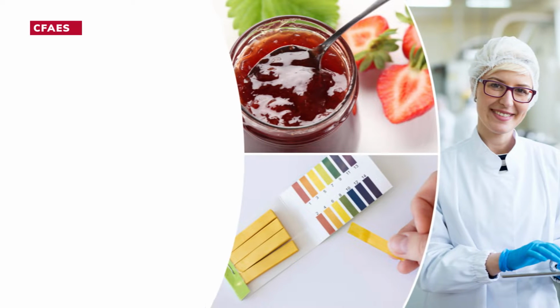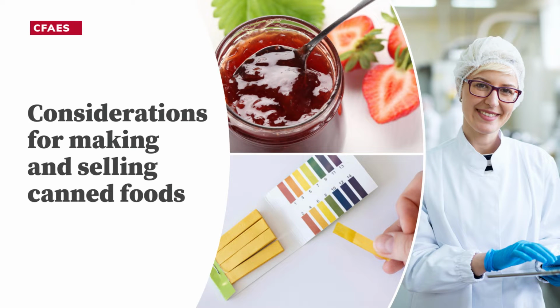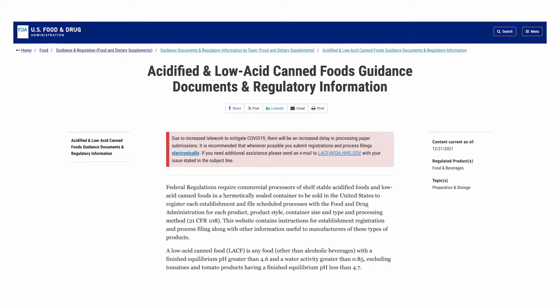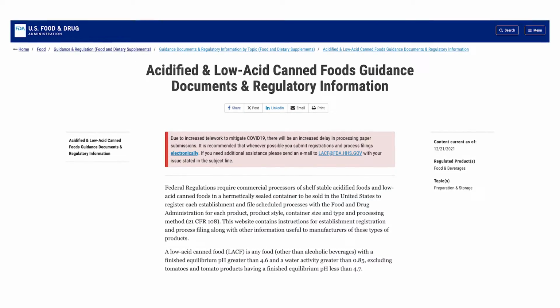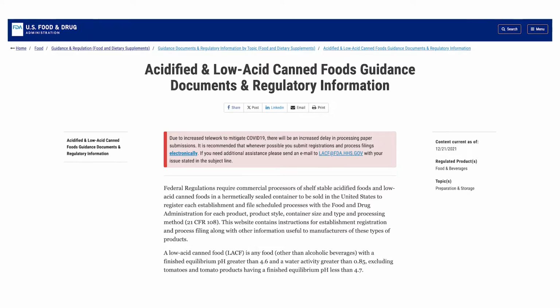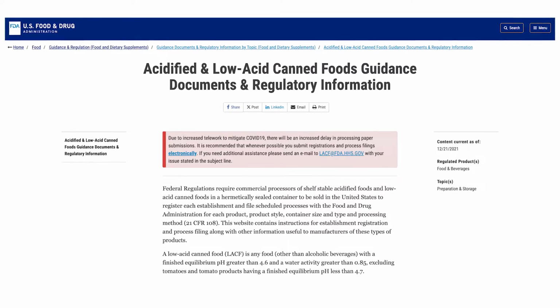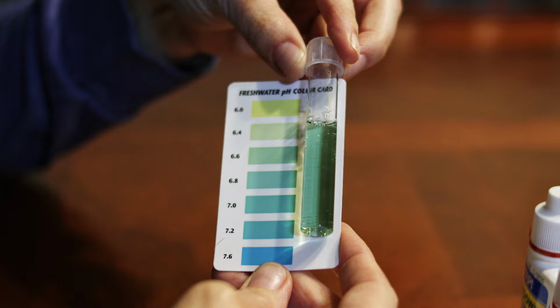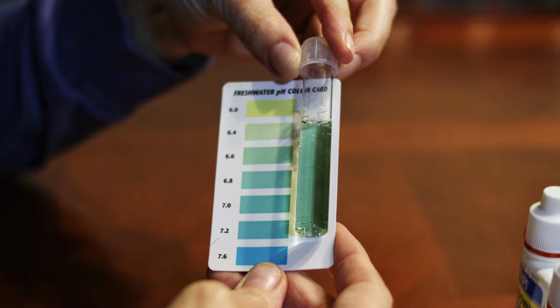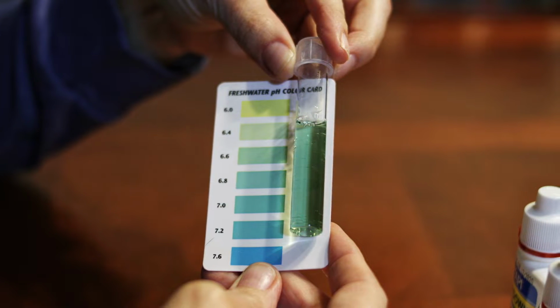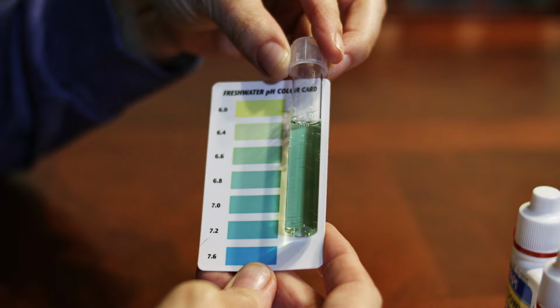If the goal of your food business is to make and sell canned foods, here are some points to consider. First, your canned food must be classified as acid, acidified, or low acid. Your product's acidity, also referred to as pH, will determine what requirements must be met. There are several labs, some at universities, that assist food entrepreneurs with testing and classifying their food products.